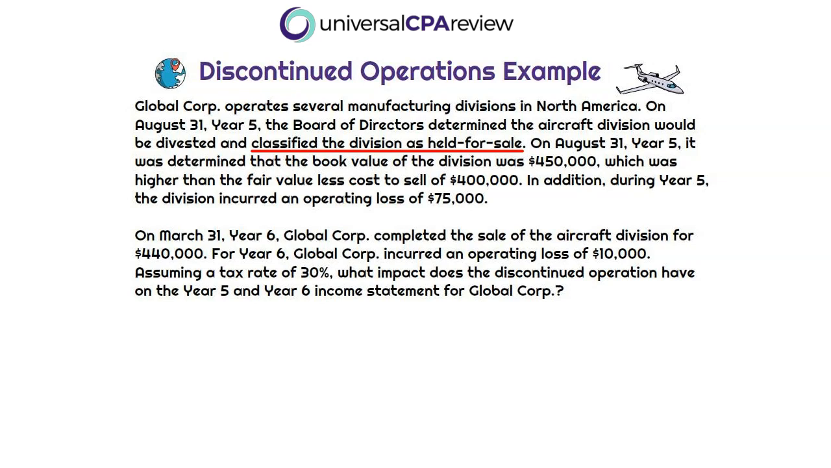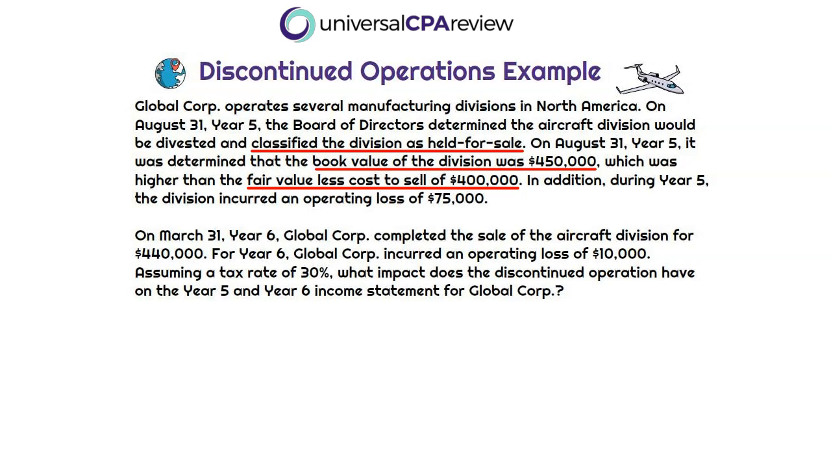Remember, that is the key turning point to when discontinued operations under US GAAP, the rules become applicable. And we're going to assume that they meet all the requirements to be classifying the aircraft division as held for sale. Now it says on August 31st, year 5, it was determined the book value of the division was $450,000, which was higher than the fair value less cost to sell of $400,000.